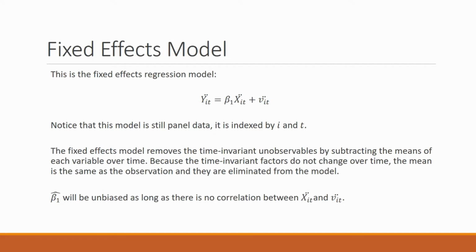All right, so the fixed effects model removes the time invariant unobservables by subtracting the means of each variable over time. Because the time invariant factors do not change over time, the mean is the same as the observation, and they are eliminated from the model. All right, so beta 1 hat will be unbiased as long as there's no correlation between the d-meaned x and the d-meaned error term.